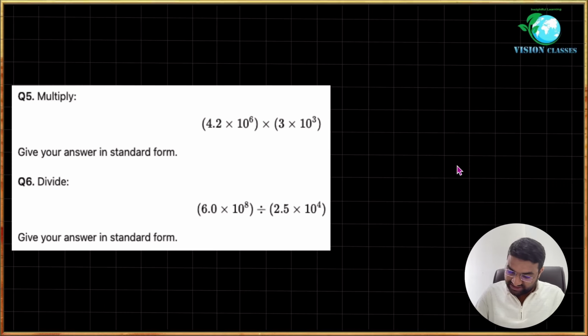Multiply 4.2 times 10 to the power of 6 times 3 times 10 to the power of 3. So firstly, here we have one more rule, a to the power of m times a to the power of n.